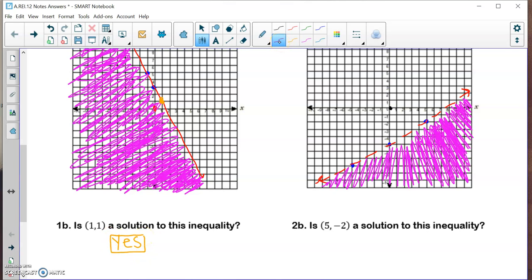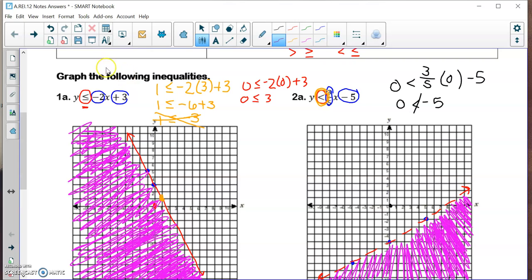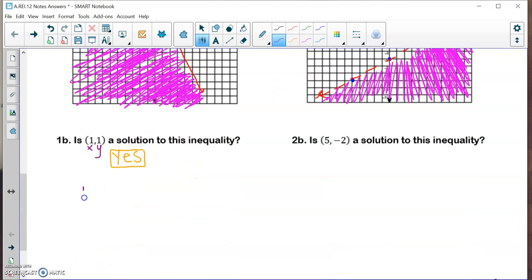Another way you could have checked is 1, 1 is an x and a y value. So you can substitute that x and y value back into your original inequality. For example, I put 1 in for y and 1 in for x.